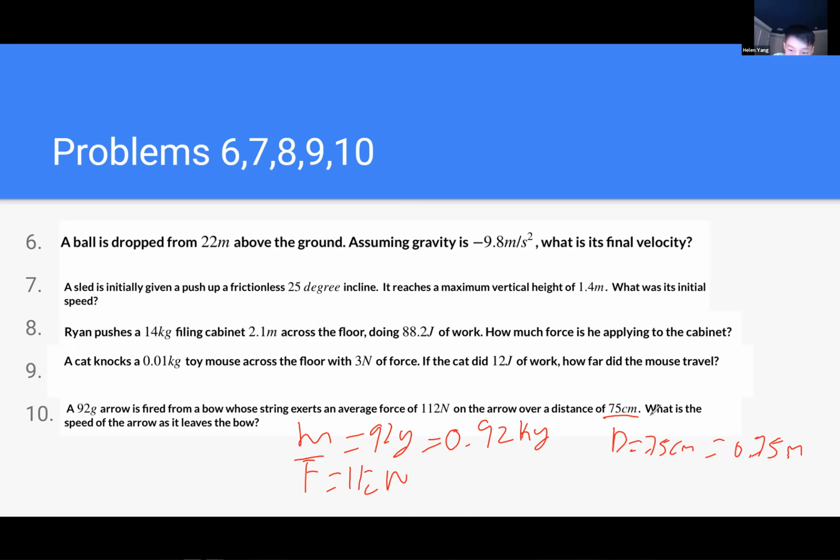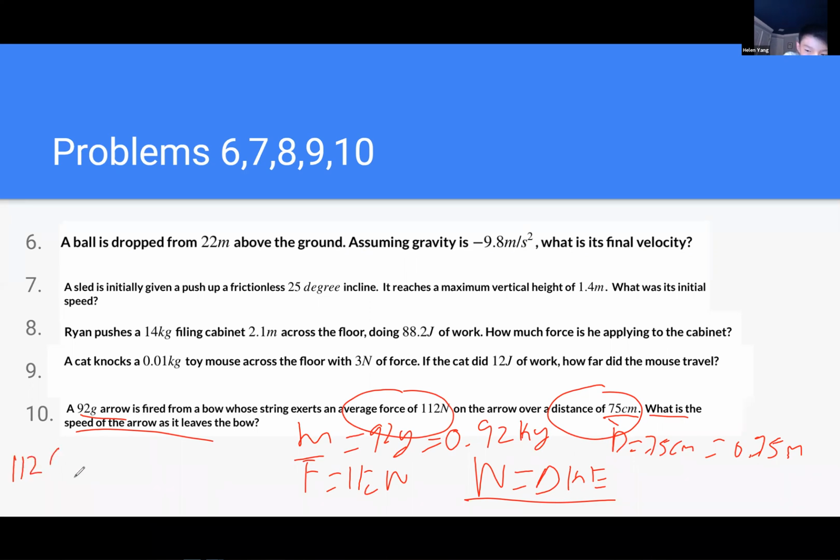So if you're trying to find the speed of the arrow as it leaves the bow, then you would probably want to use the work is equal to the change in kinetic energy, which is the work energy theorem, because you're given the force and the distance and just given the mass. So the work would be equal to 112 times 0.75 because it's force times distance. And for the kinetic energy, it's 1/2 times m v final squared minus 1/2 times m times v initial squared.